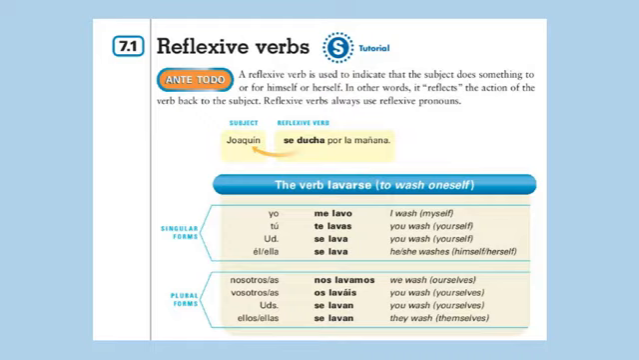Section 7.1, Los verbos reflexivos. A reflexive verb is used to indicate that the subject does something either to or for themselves. In other words, it reflects the action of the verb back to the subject. We don't really have these in English.